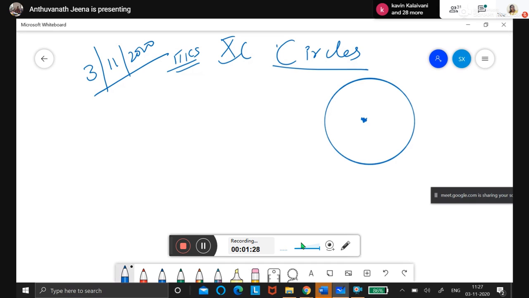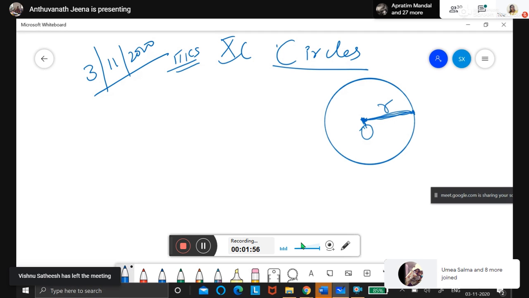Now, circles. A circle is a collection of points at a fixed distance from a fixed point. What do you call that fixed point? Center of the circle. Very good. And this fixed distance is called the radius. Radii, plural. When you compare, you should write radii; one means singular, radius. So this is the circle definition.